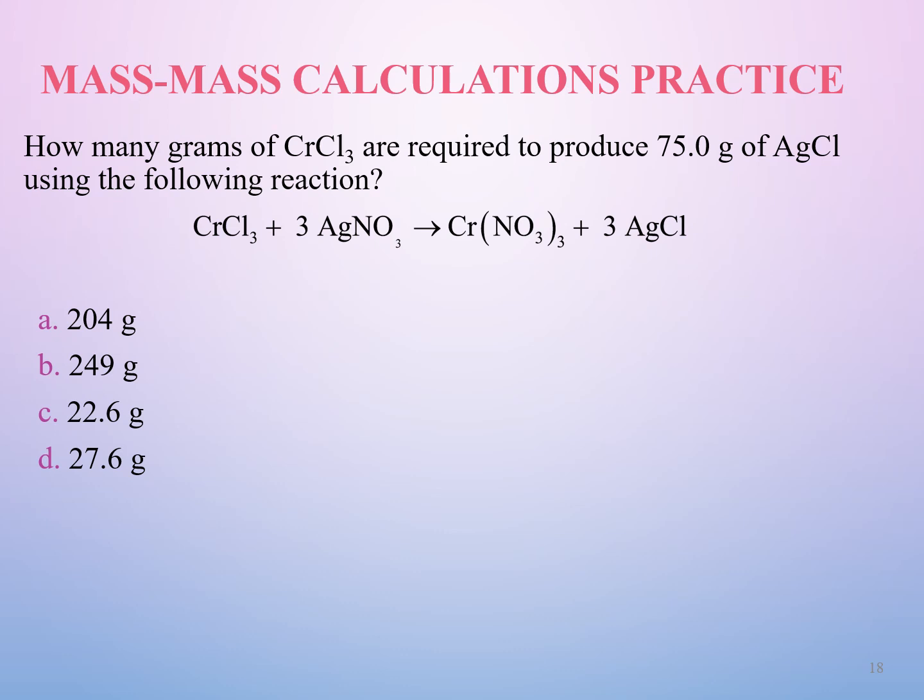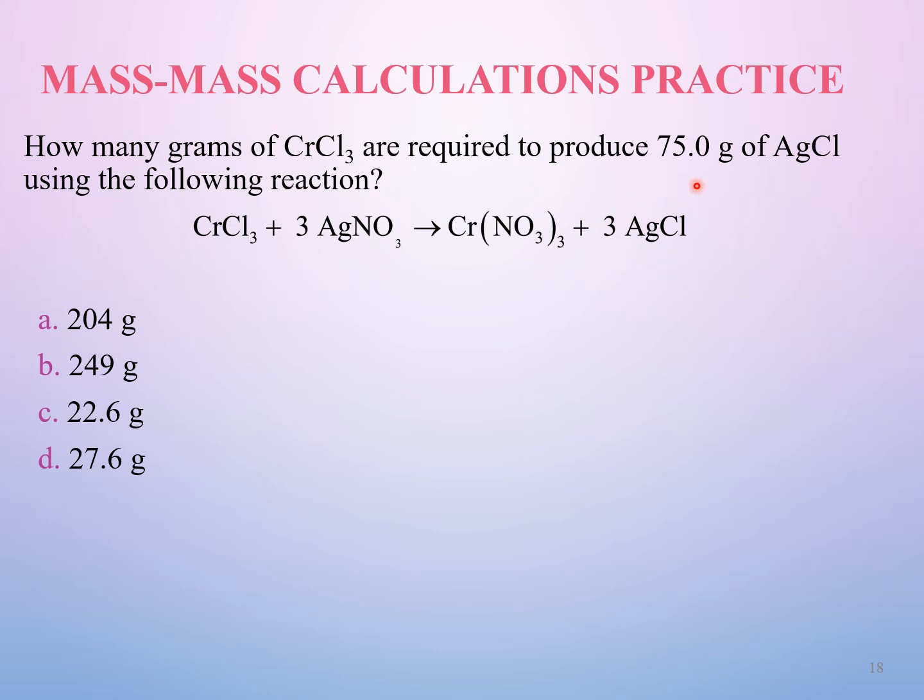Here's another question. How many grams of CrCl3 are required to produce 75 grams of AgCl? So this is silver chloride, and we need chromium chloride here, chromium 3 chloride to be specific, because this has 3 chlorines, each one is -1, so this will be Cr3+. So chromium 3 chloride to silver chloride is 1 mole of chromium 3 chloride to 3 moles of silver chloride.